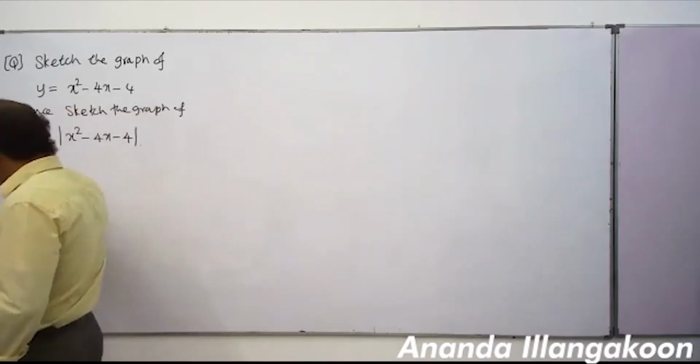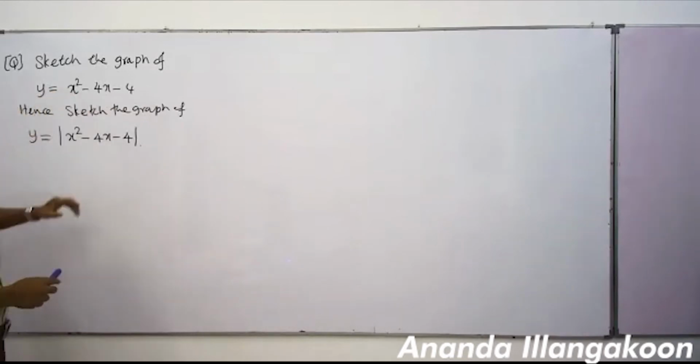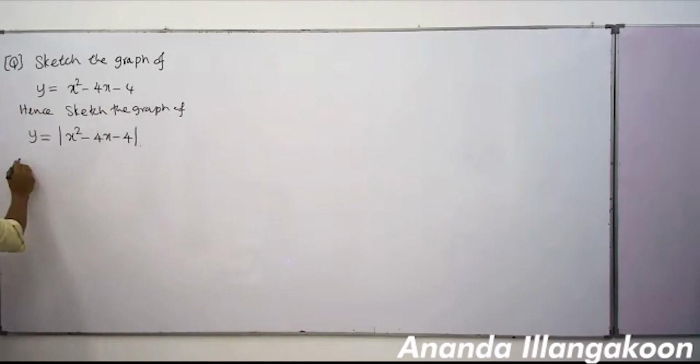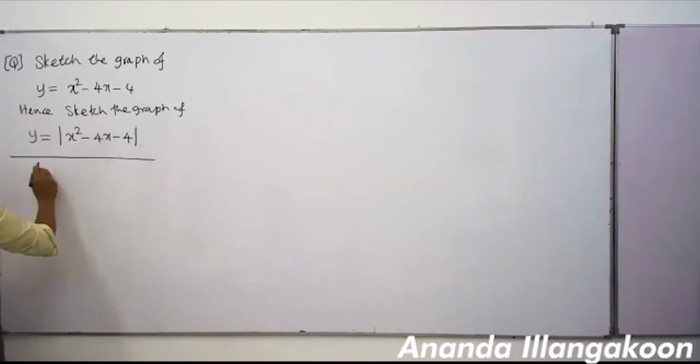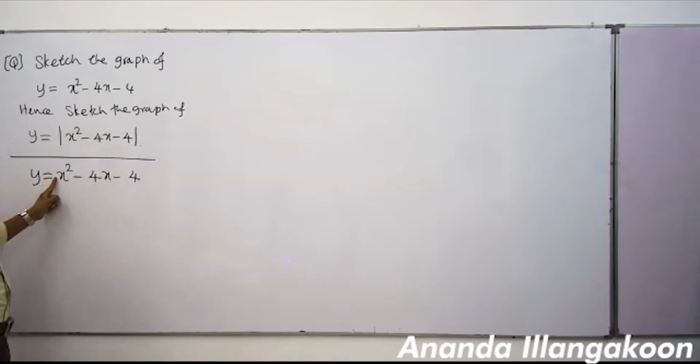Yeah. To draw this graph, which one? This one. Right. It's a minimum graph, no? Y equals x squared minus 4x minus 4. The x squared coefficient is plus, so therefore this graph is a minimum graph.